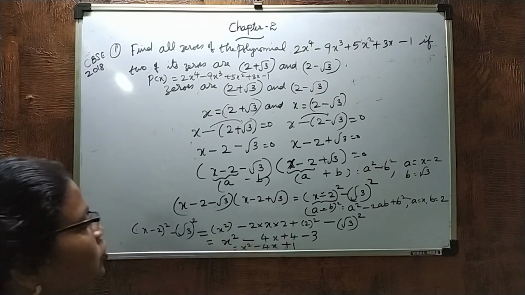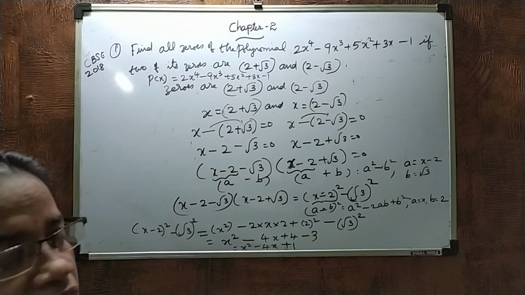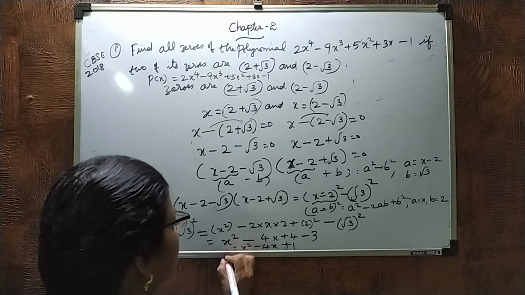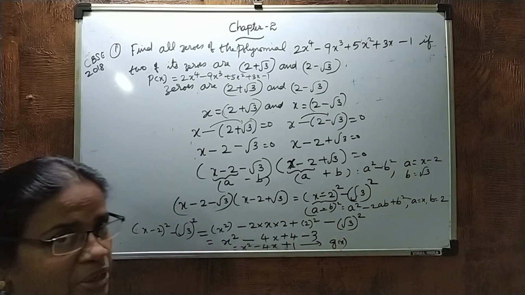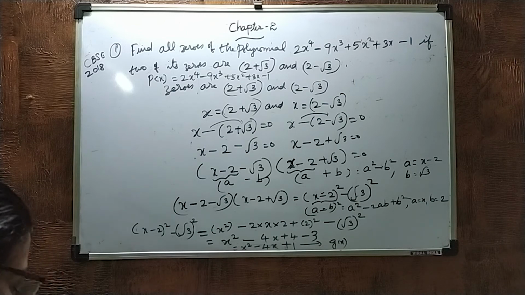So this will be g of x. Now what is the next step? You have to divide. So x square minus 4x plus 1 is a factor of p of x. So it will be g of x.